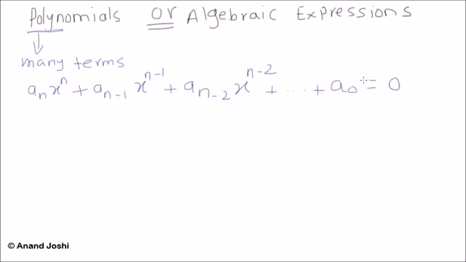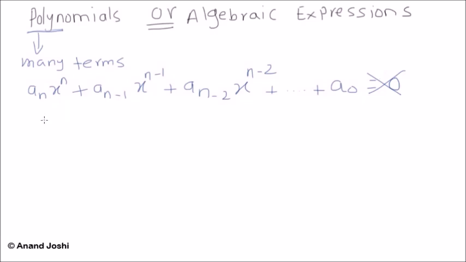We write equal to 0 for the equation, and if we do not write equal to 0, then it becomes a polynomial expression. If we write equal to 0, then it becomes a polynomial equation. So that's the difference between expression and equation. For an expression, we do not write equal to 0.